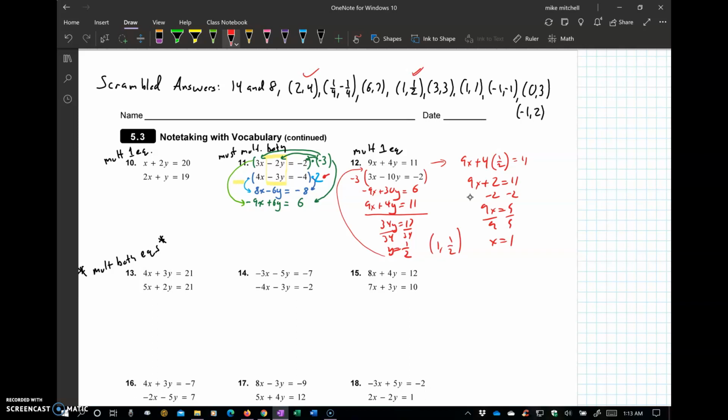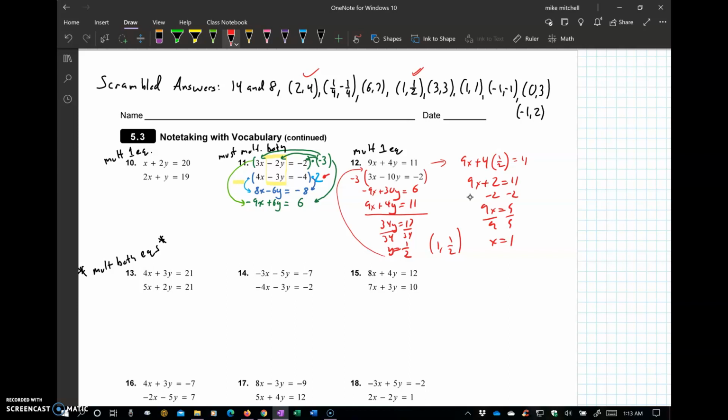Number 11, I got to multiply 2 equations. I already started this one for you. I chose to get rid of the y's. I could have got rid of the x's just as easily. I noticed the least common multiple of 2 and 3 is 6. That means I need one negative, one positive. One negative 6, one positive 6. I multiply the top one by negative 3. Negative times negative gives me positive. You can see that in the green.